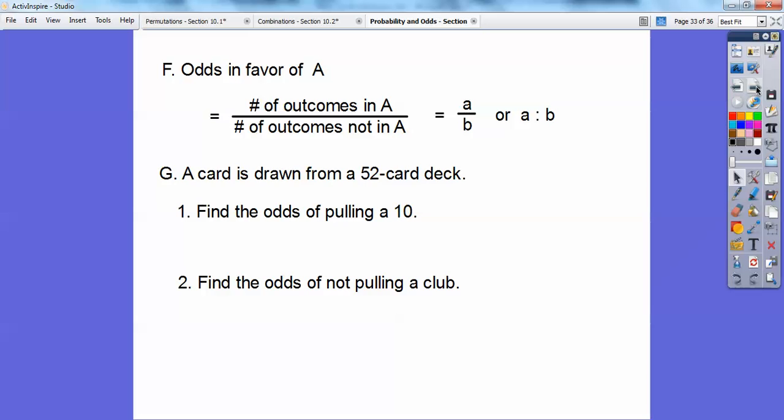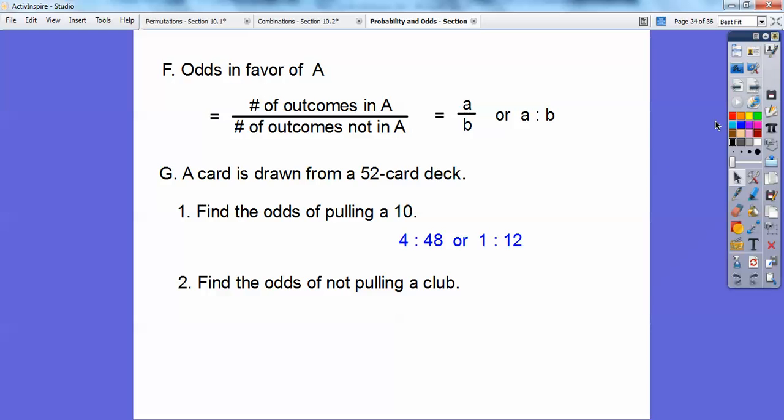They use odds. So a card is drawn from a 52 card deck. Find the odds of pulling a 10. Okay, so the number of outcomes, it's a 10, there's 4 of them. Number of outcomes, it's not a 10, there's 48 of them. Okay, so it would be 4 over 48 or 4 to 48, and of course reduce that to 1 to 12.